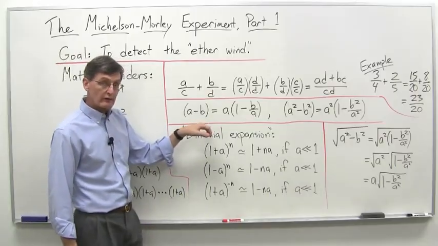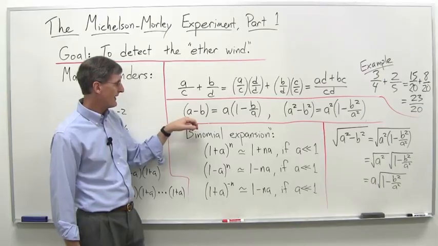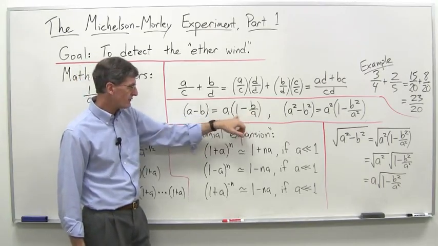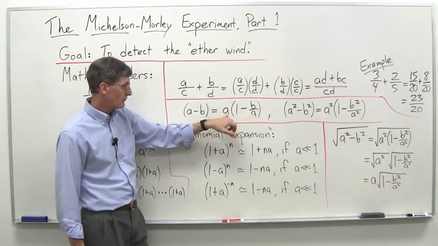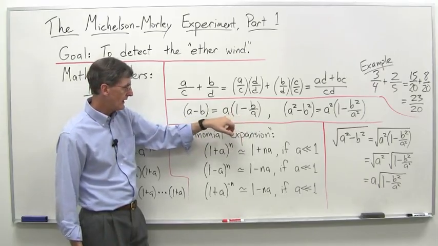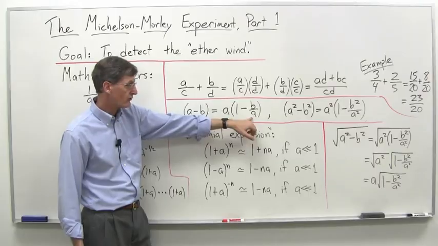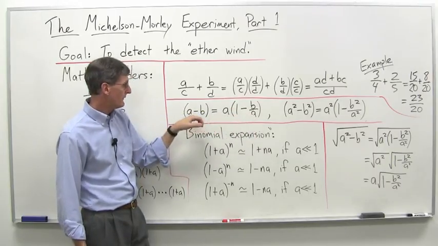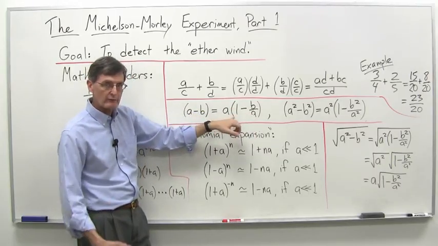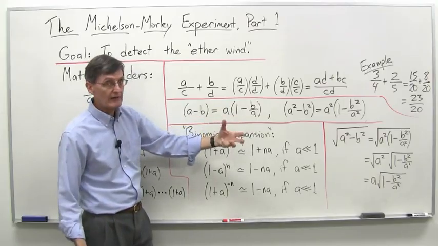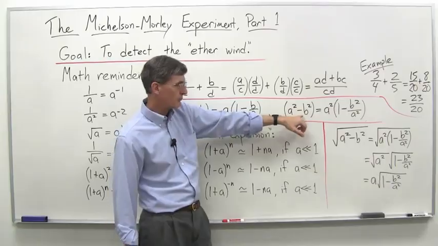Another thing that we'll encounter here is if we have a minus b, we can factor out the a from each term. So this would be a times 1 is a, and then a times b over a is just going to be b. The a's cancel. So a minus b is the same as a times 1 minus b over a. Or the form we'll actually see is this, a squared minus b squared.